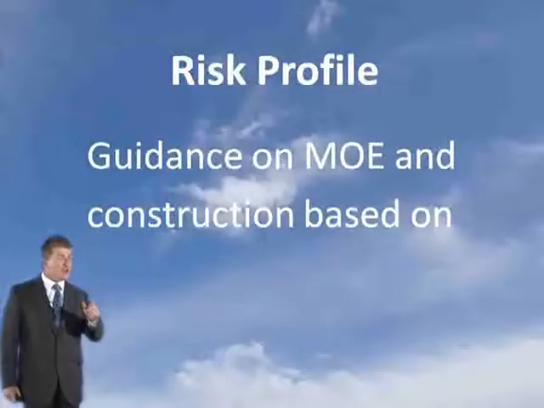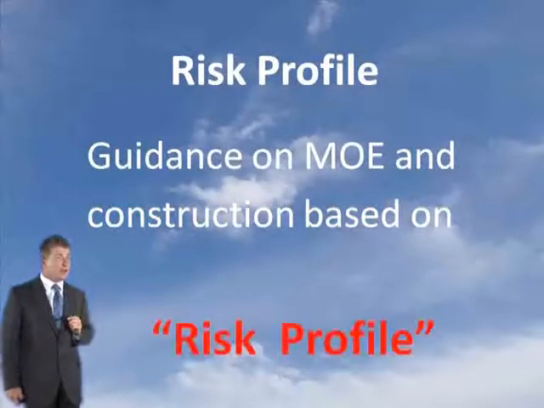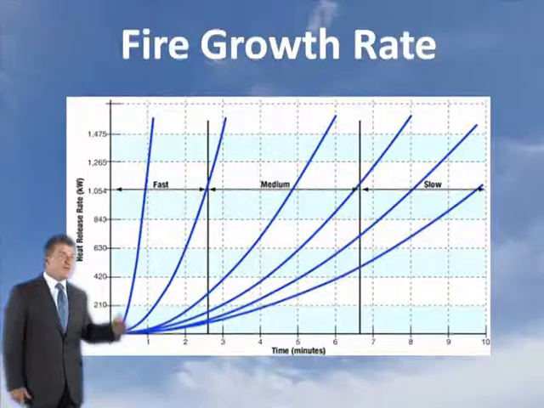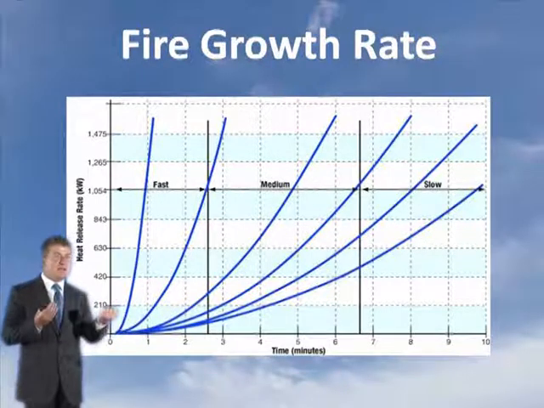Next thing I'm going to look at is the risk profile. The key to using BS is a risk profile. Guidance on the means of escape and the construction is based on a risk profile. And the risk profile is based on, first of all, occupant characteristic. What type of occupants are in there? Are they asleep? Are they awake? And the next thing it's based on is the fire growth rate. There's different fire growth rates. Things burn at different rates. That's what's essential to time to get out, is the fire growth rate.